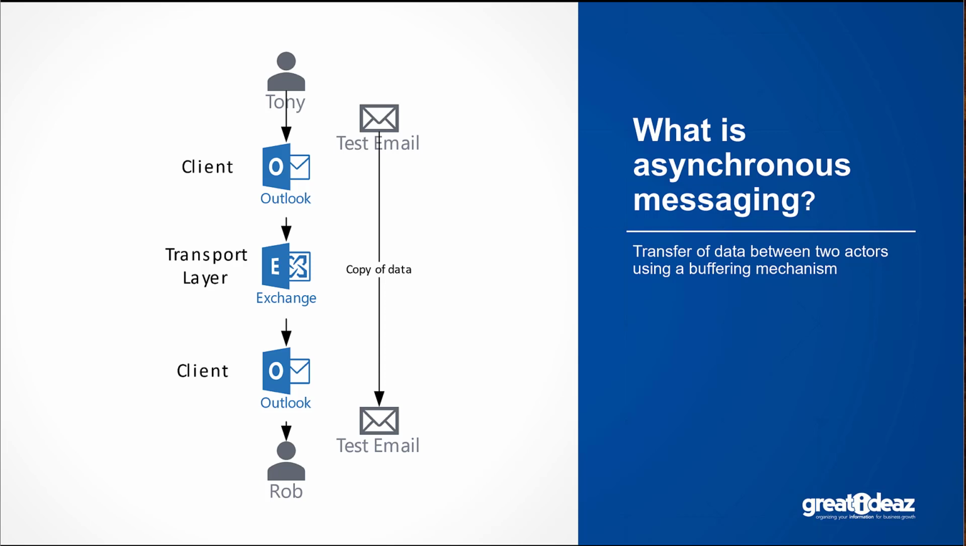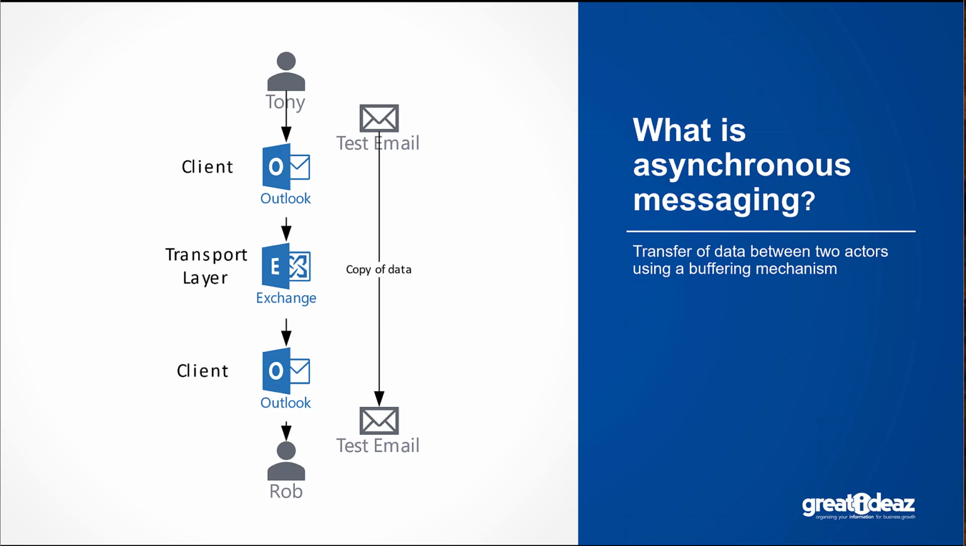You can see we have a client that I'm working with synchronously to write emails and to send them, that my client is asynchronously sending those messages to the Exchange transport layer. And then on the recipient side, Rob is also working synchronously with his client, and he is then able to read that message, which has been pulled down asynchronously from Exchange when Rob has actually kicked off his mechanism.